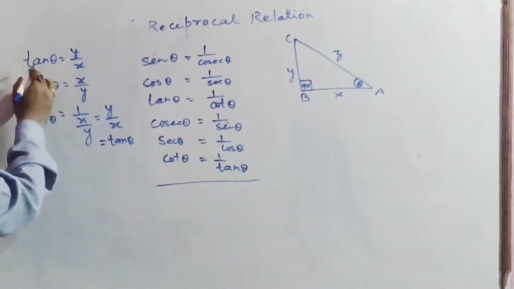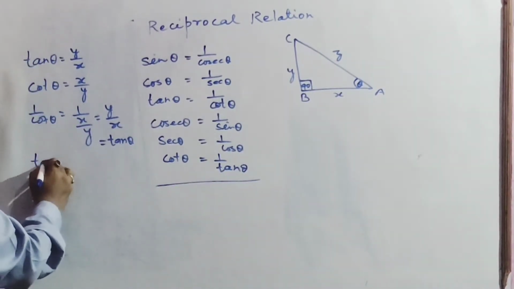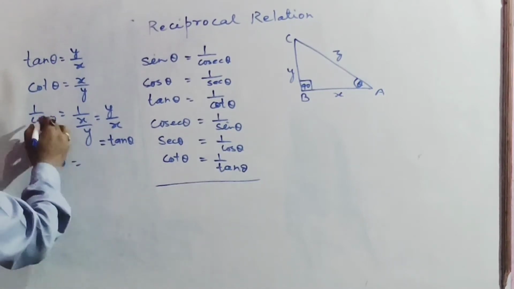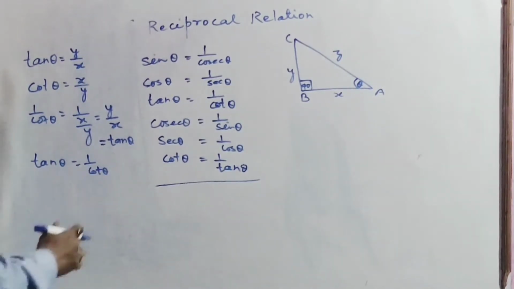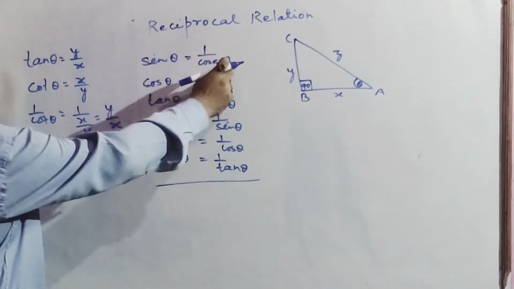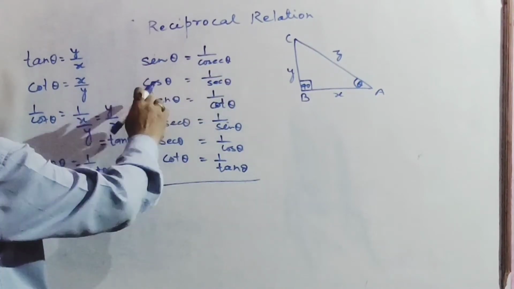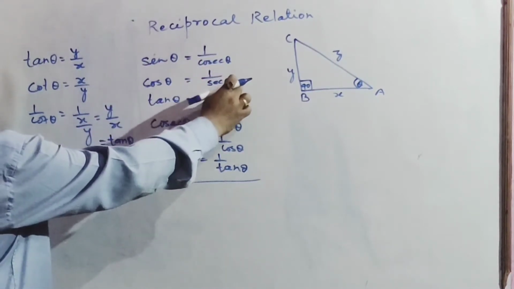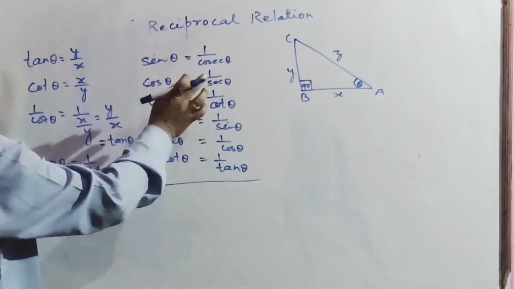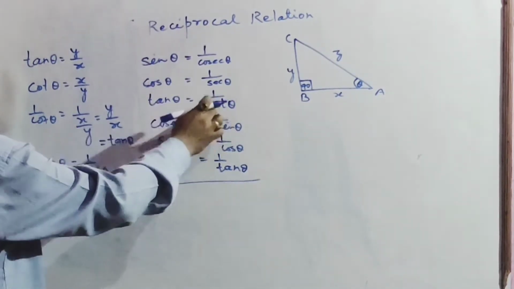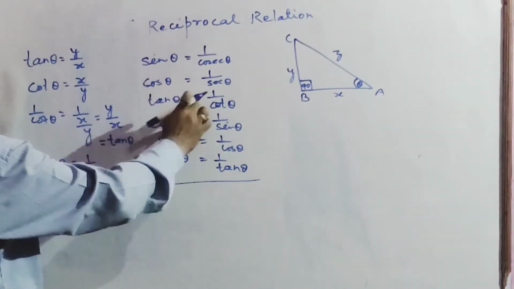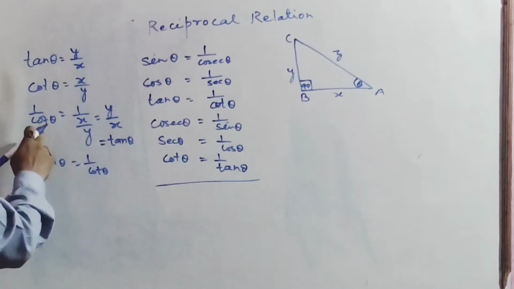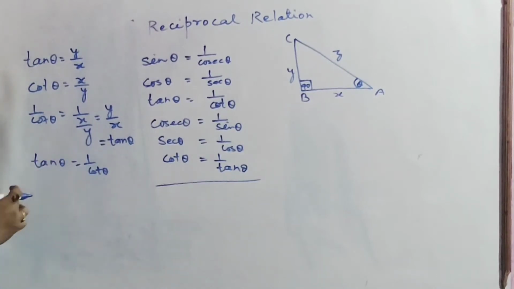Now we can write here tan theta is equal to 1 by cot theta. Sin theta is equal to 1 by cosec theta, I have already proved it. Cos theta is equal to 1 by sec theta. How it came? It was also proved. And tan theta, just now you have seen, is equal to 1 by cot theta. So this is very important for you all to understand, dear students.